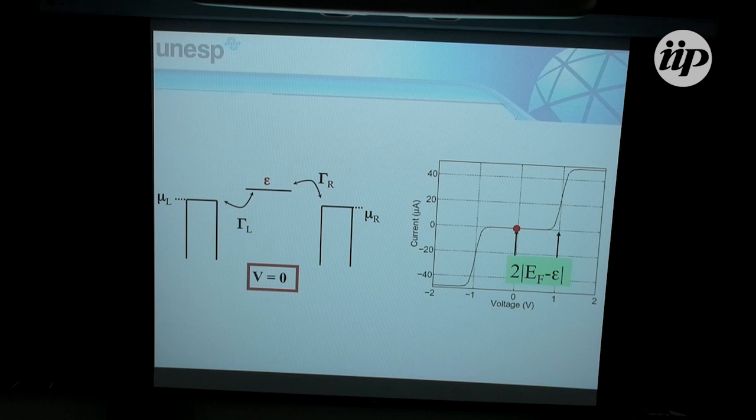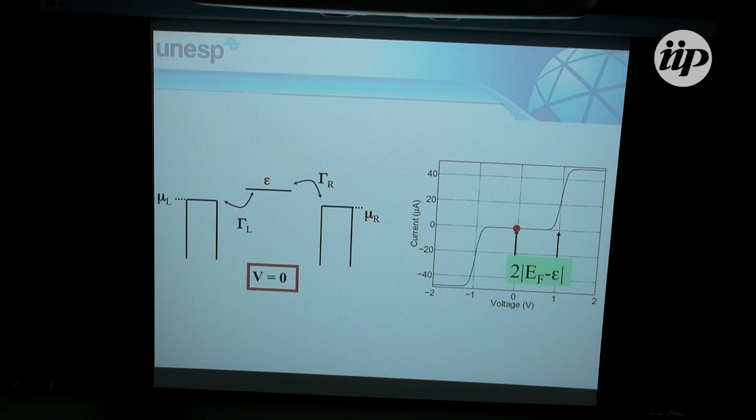Well, basically what I did here was to write down those two equations and solve them. And so as I start applying a bias, there's no current. I apply a positive bias here, but a negative bias would be exactly the same. The system is completely symmetrical, even though I can choose to have couplings which are different from the left and the right.